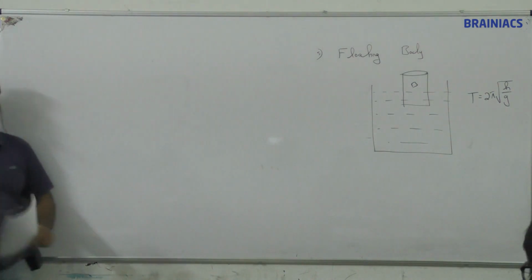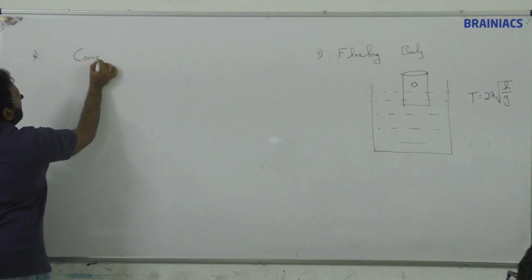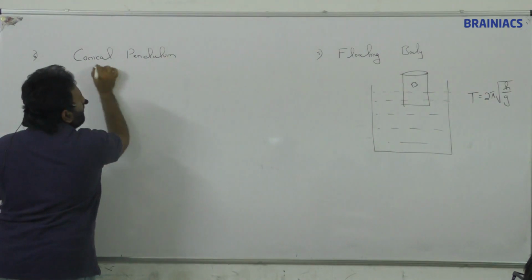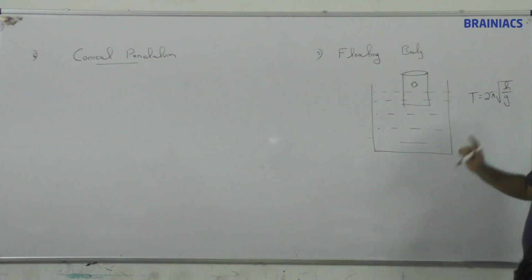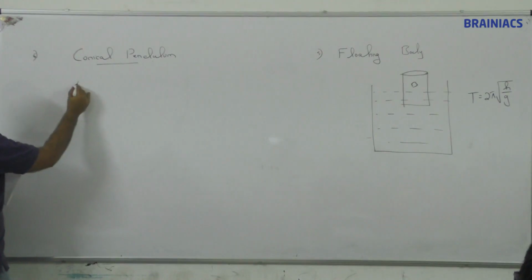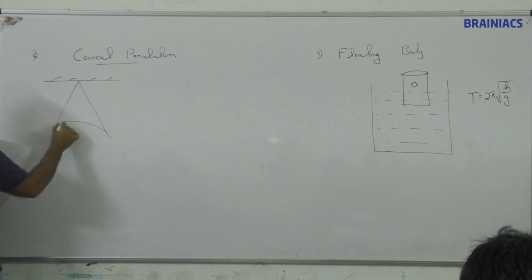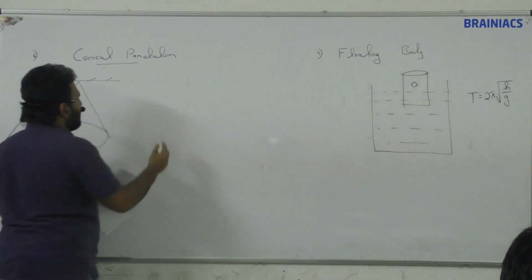Okay, now conical pendulum. This need not be a cylinder, this can be any body. Conical pendulum: this will be moving in a round manner, making a circular motion. So that is what a conical pendulum is.